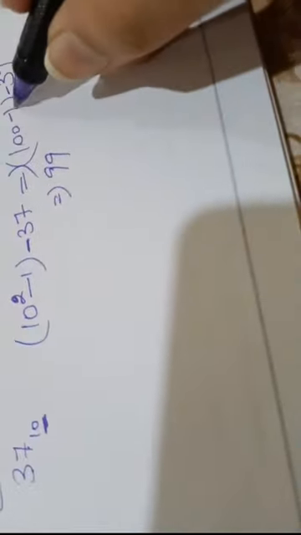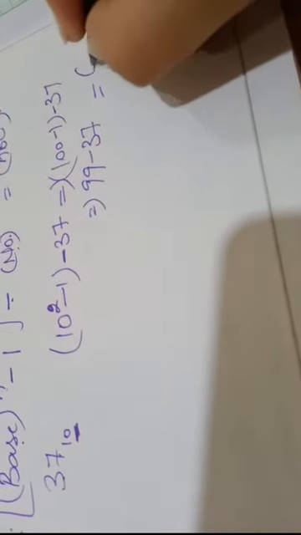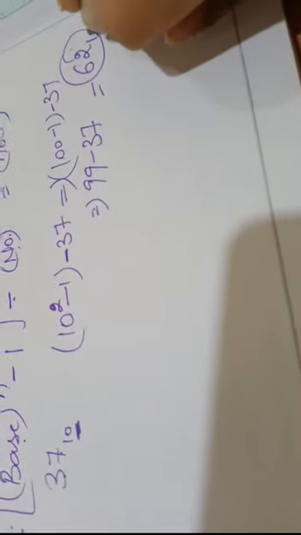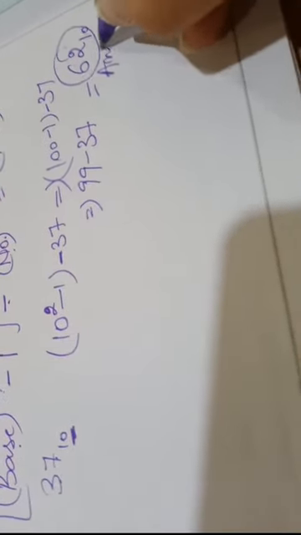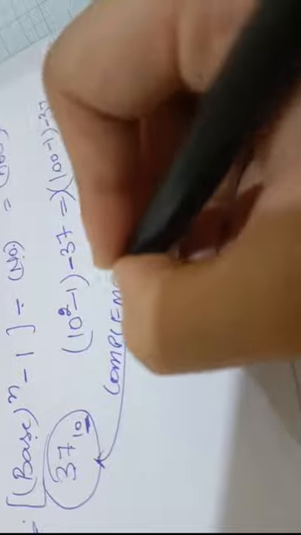So what we'll do is 100 minus 1 minus 37, that is 99. 100 minus 1 is 99, minus 37. What we get is 62 to the base 10. This is our answer, or we can say this is the complement of 37.